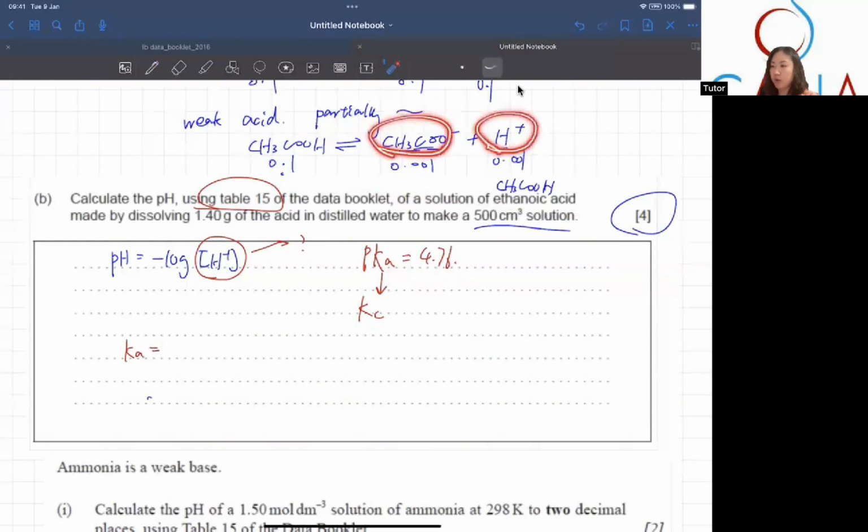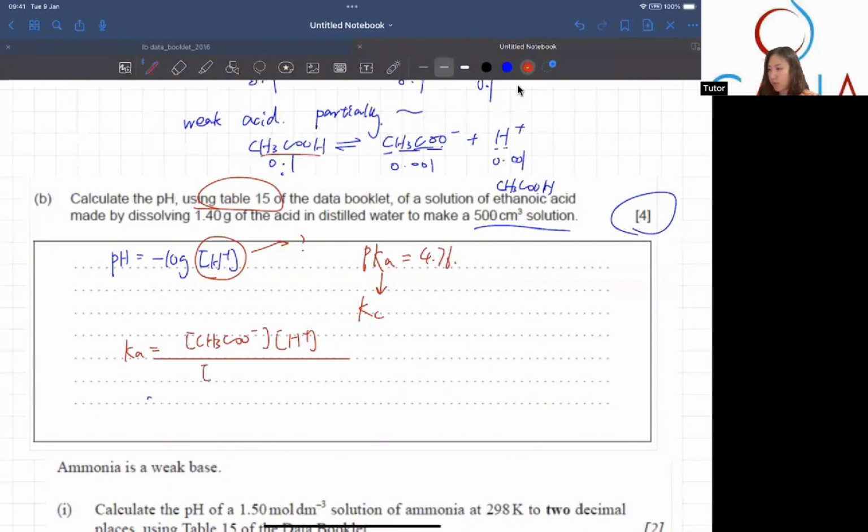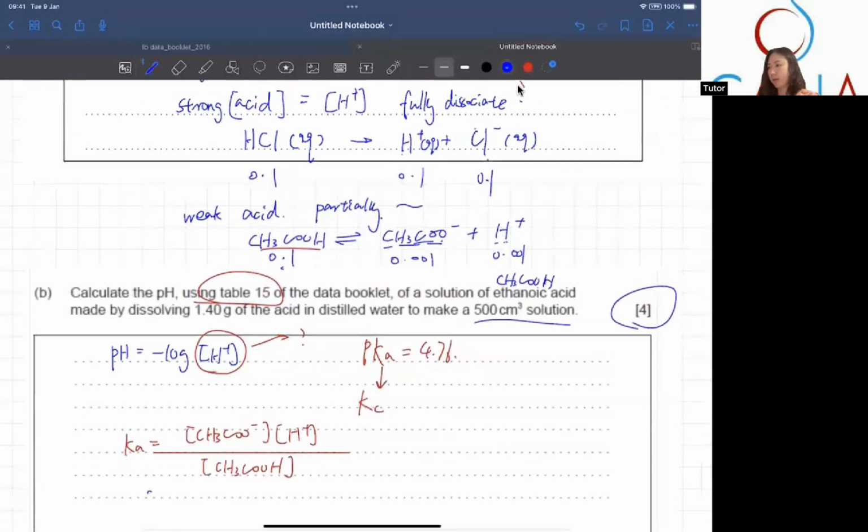It will be the concentration of the product, which is CH3COO minus, times the concentration of the reactant, which is CH3COOH, the acid concentration. Okay.